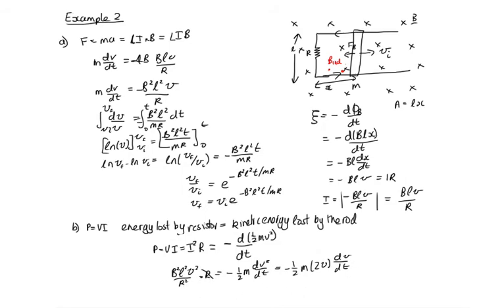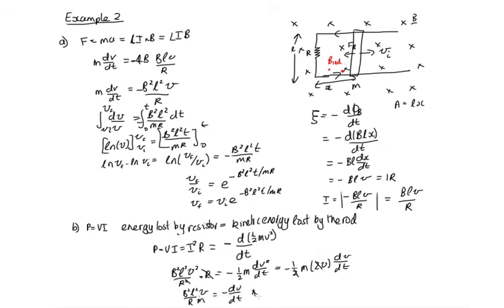So one of those r's will cancel there. So we've got b squared L squared over R, and we've got one v here and a v squared here. So we've got one v left, and then the half will cancel out that 2, and if we divide by m, that is equal to minus dv/dt.